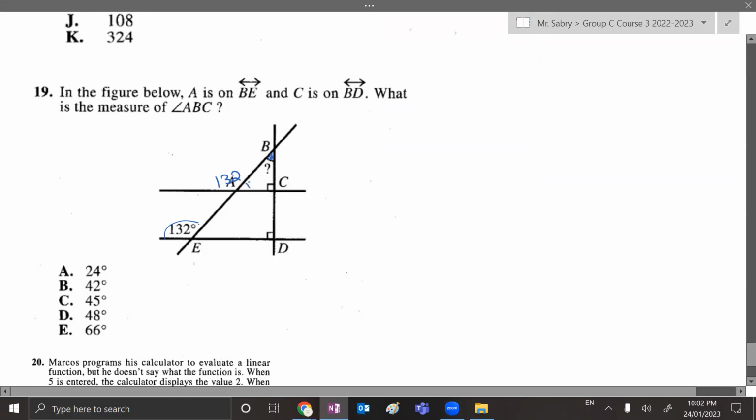You either get the value of this, and then you try to get the value of this, or you remember that this is an exterior angle, and the exterior angles are equal to the two non-adjacent interior angles, equal these two plus each other. So the angle that is missing here is equal to 132 minus 90. So that's 42.